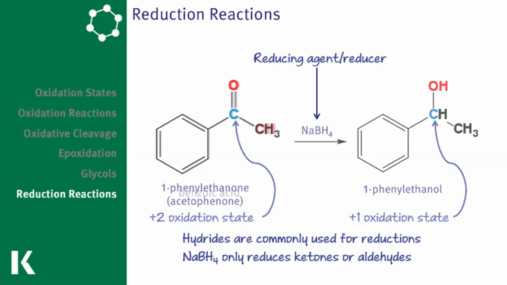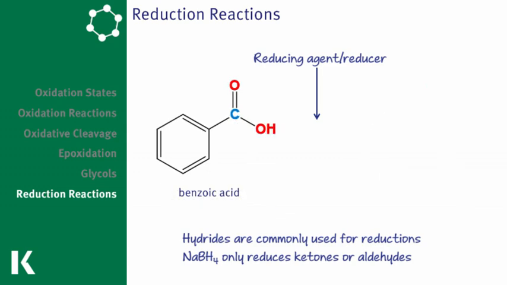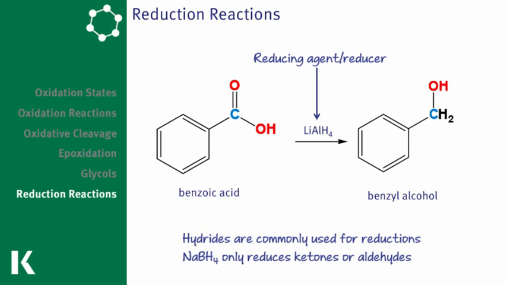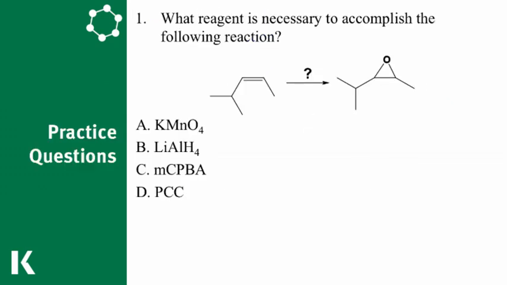If you want to reduce a carboxylic acid such as benzoic acid, you'll need something a little stronger like lithium aluminum hydride. It is capable of reducing more oxidized reactants into alcohols. Okay, so that does it for the material this video will review. Now let's turn our focus to employing those concepts on some sample questions.